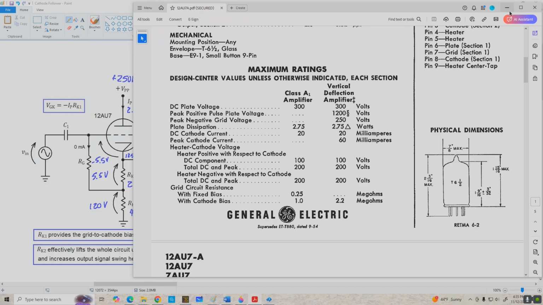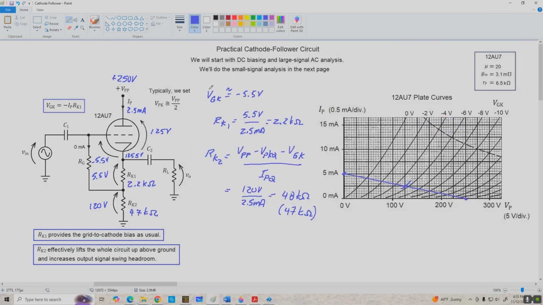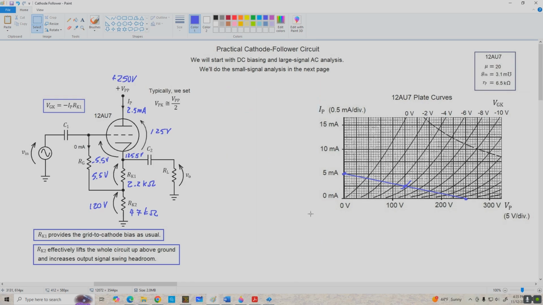Alright, let me close the data sheet here, and I'm going to clean up my workspace, and the next thing we're going to do is construct our AC load line. Okay, the first thing we need to do, though, is determine the load resistance we're driving, and normally we'd know what that is, but for this case, let's just assume it's going to be 100 k ohms and go with that.